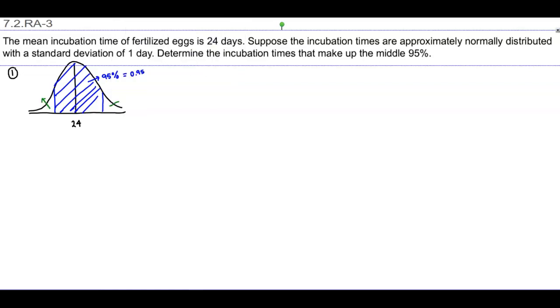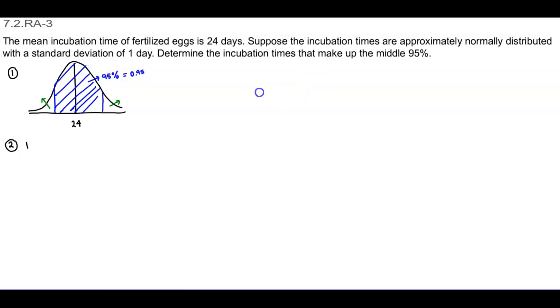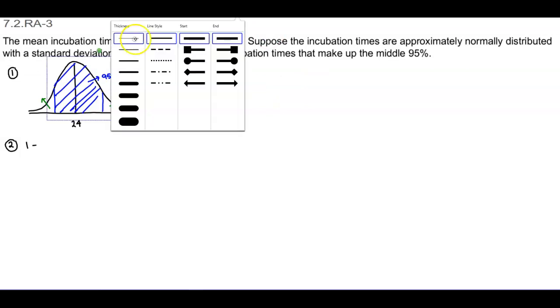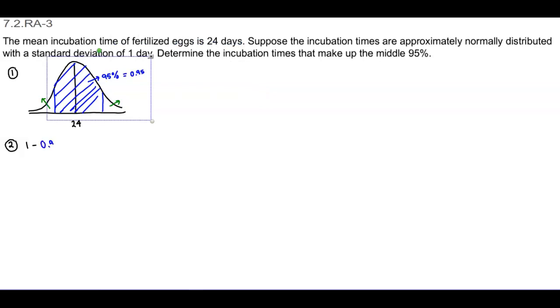The other thing that we need to determine is what area these two tails represent. We can figure that out by using the given information. We know that the entire area of the bell curve is 1. So if we take 1 and subtract 0.95, that equals 0.05. So that means you have two areas that, when you add them together, give you 0.05.